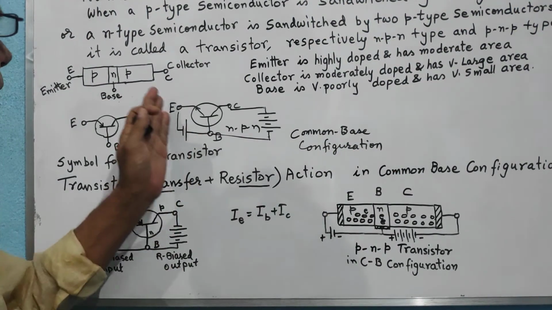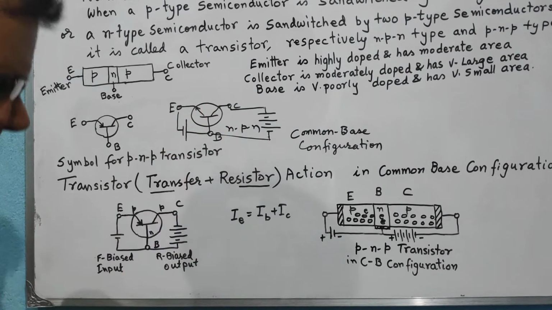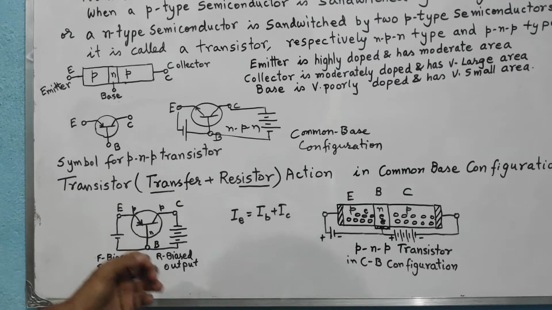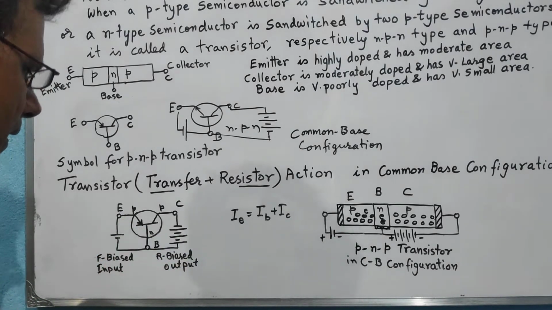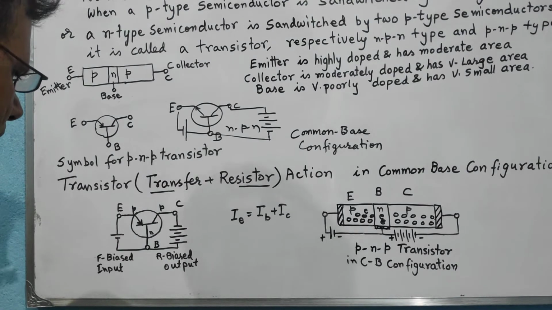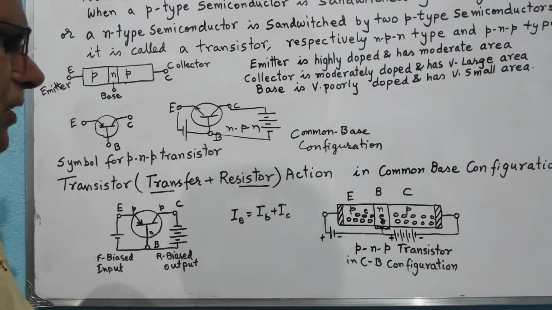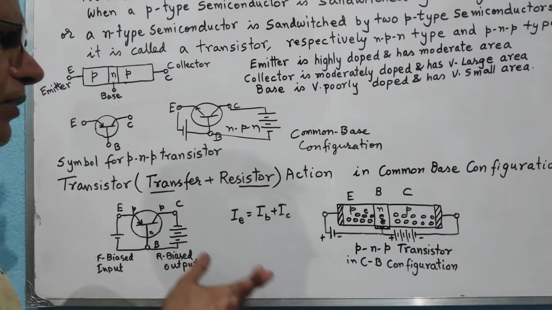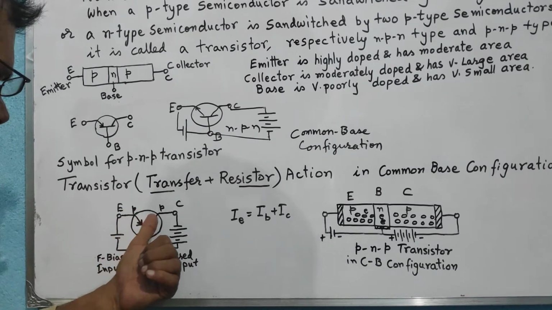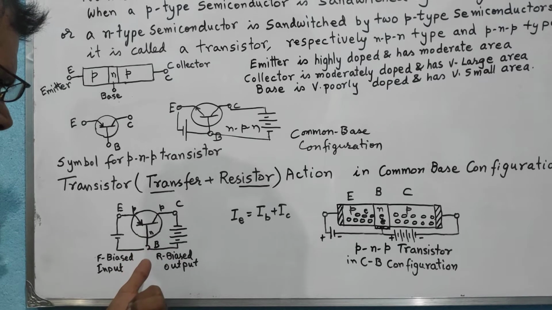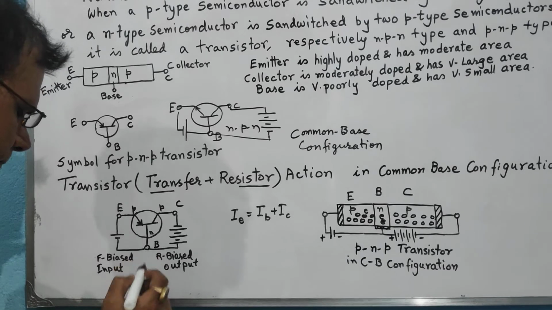We can also have common emitter configuration and common collector configuration of the transistor. So we will try to understand how the current is regulated in case of common base PNP transistor. We are talking about one particular type of transistor, and then you can generalize it for another type of transistor as well. Here we have a PNP transistor and we take it in the form of common base configuration.